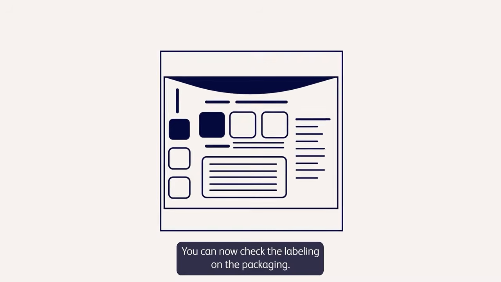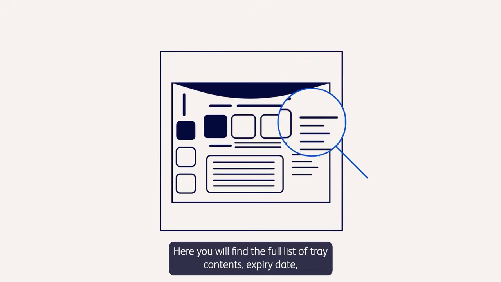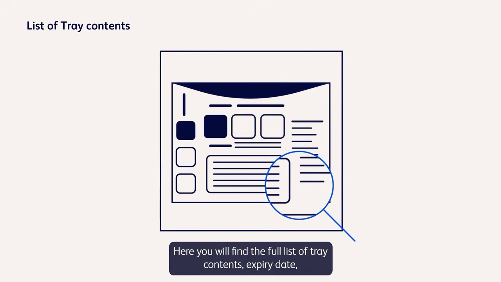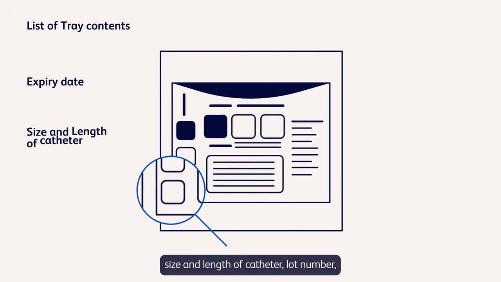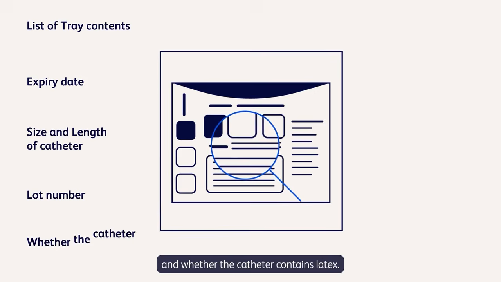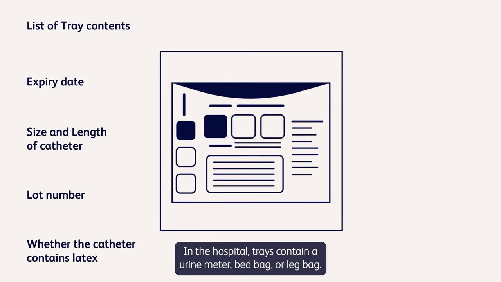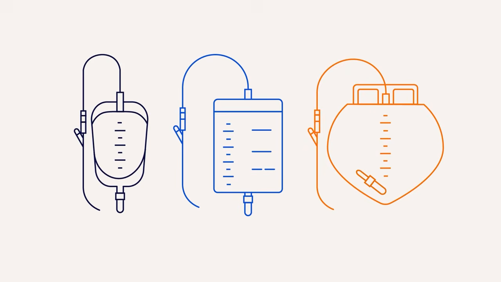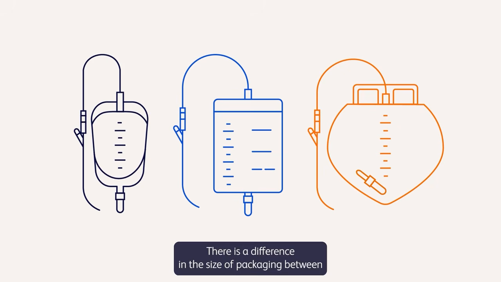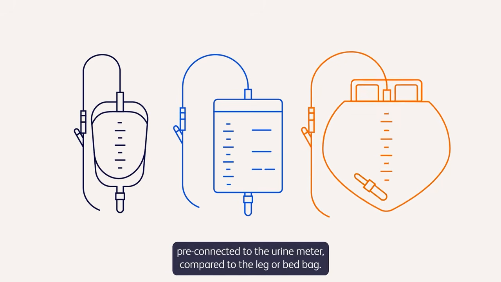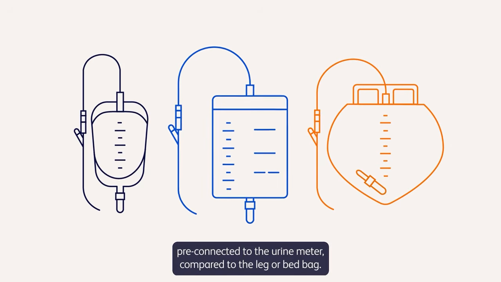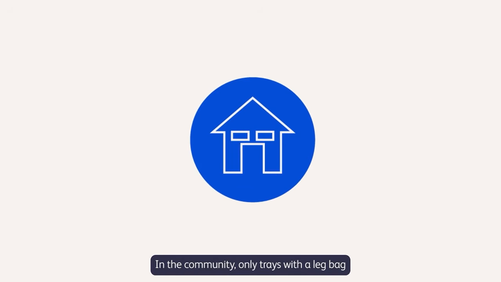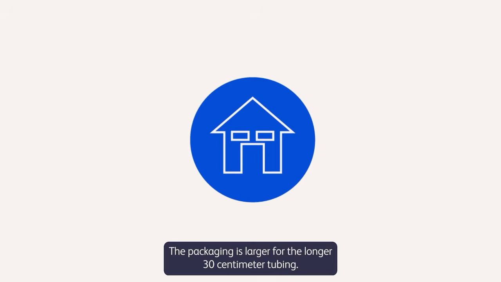You can now check the labeling on the packaging. Here you will find the full list of tray contents, expiry date, size and length of catheter, lot number, and whether the catheter contains latex. In the hospital, trays contain a urine meter, bed bag, or leg bag. There is a difference in the size of packaging between the tray containing the catheter pre-connected to the urine meter compared to the leg or bed bag. In the community, only trays with a leg bag are available, with a choice of tubing length. The packaging is larger for the longer 30cm tubing.